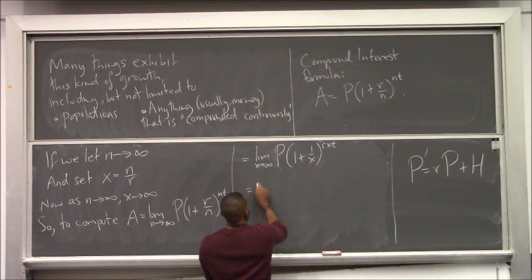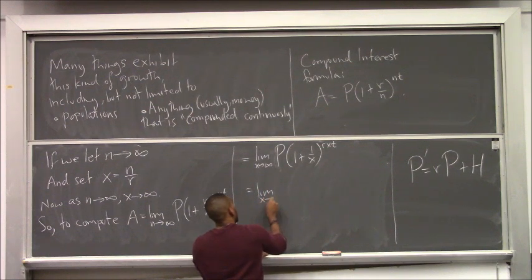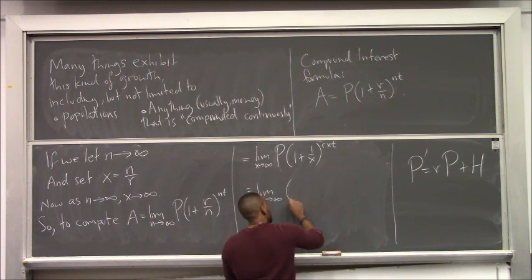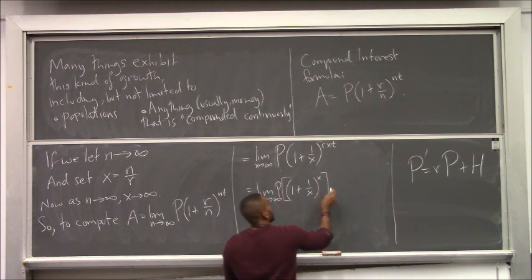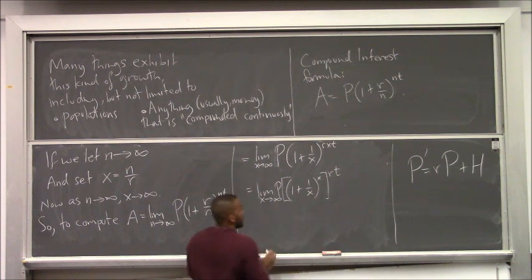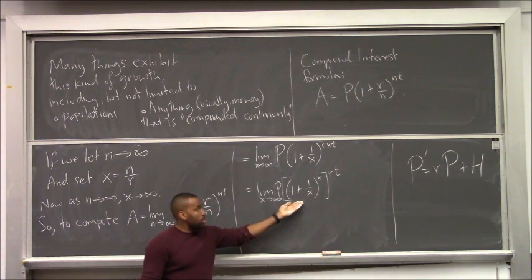And what we can do is, this is the limit as x approaches infinity of 1 plus 1 over x, to the x, to the rt. And that's the limit definition of e. And in fact, this is kind of where e came from. This was the question that Euler was considering, right?